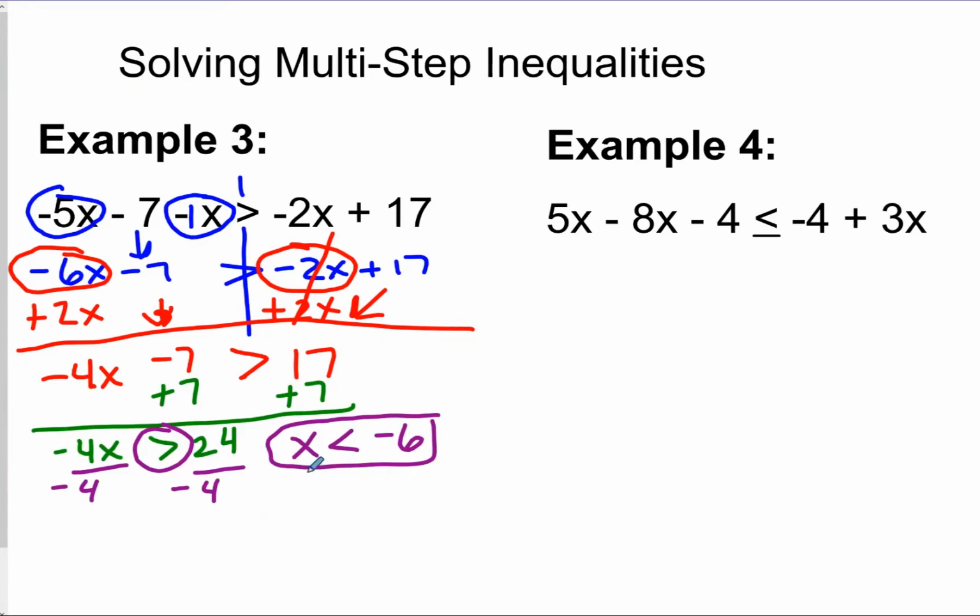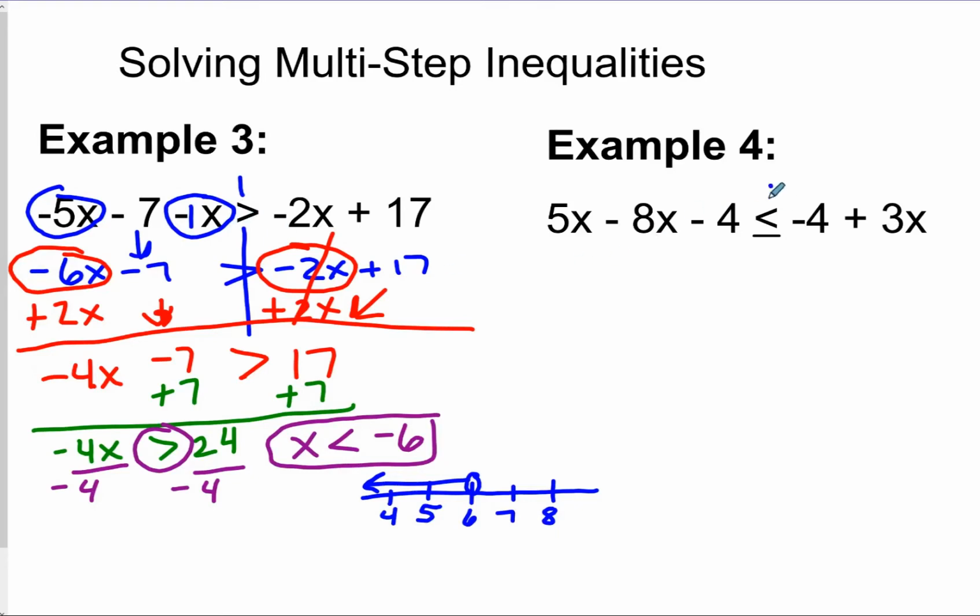We get a final answer of x is less than negative 6. Notice you had to flip the inequality sign because we divided by a negative 4. Next, we're going to check our graph. We're going to have an open dot because it's not equal to, and our arrows to the left because we're less than and we're decreasing our answer range. Try your best at example 4.